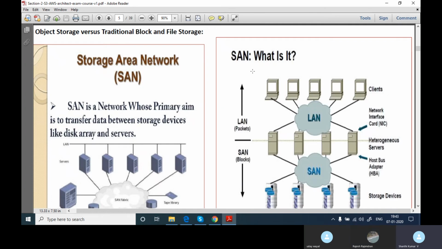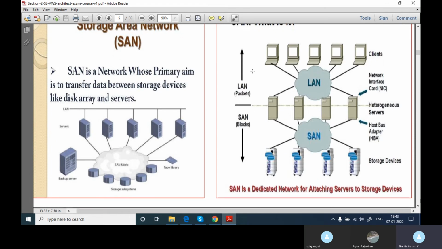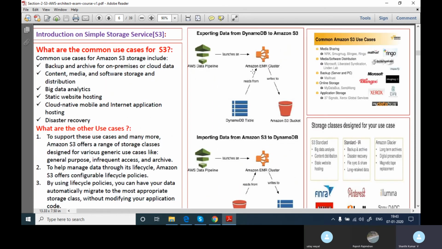Right, now I don't need to discuss these things actually, I have given the diagram for information purposes. Now let us come back to S3. When you want to use S3, what are the common use cases, technology wise and storage wise?